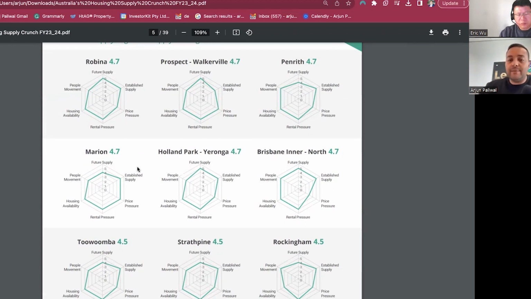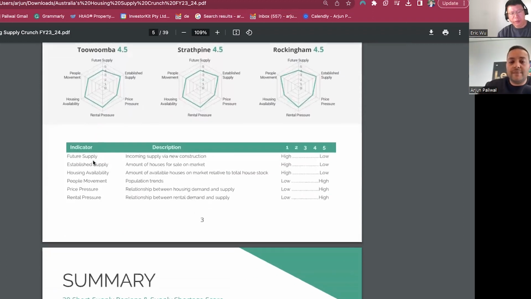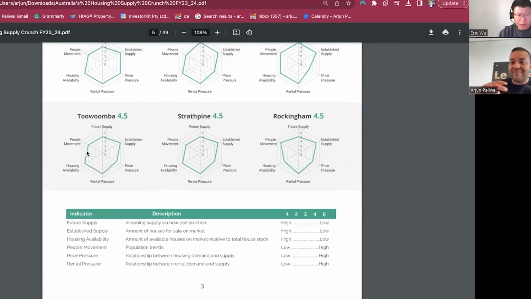And same with Marion. It's not the suburb of Marion, it's all the way from Warradale, part of Adelaide, down to Hallett Cove and Shadow Park. That's all part of Marion, like a 15-20 minute drive. And Toowoomba is all of Toowoomba.